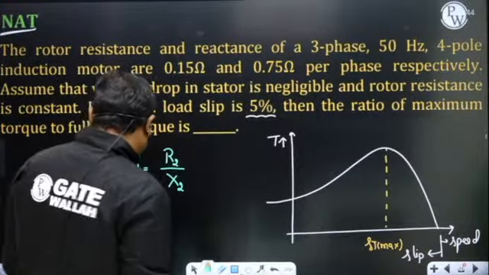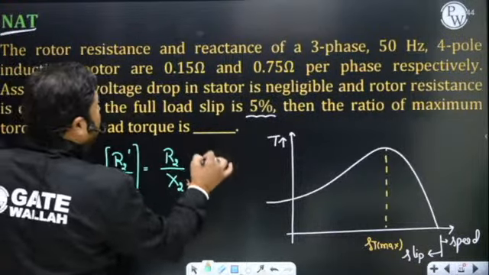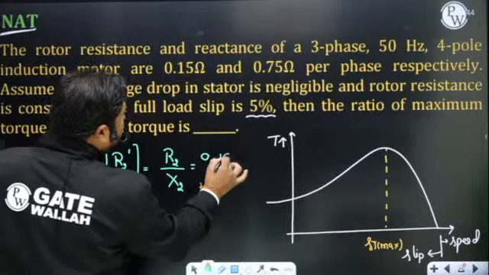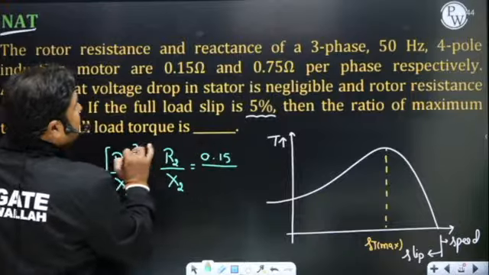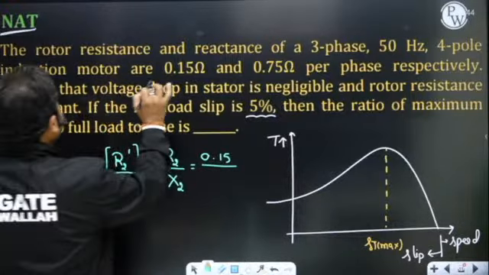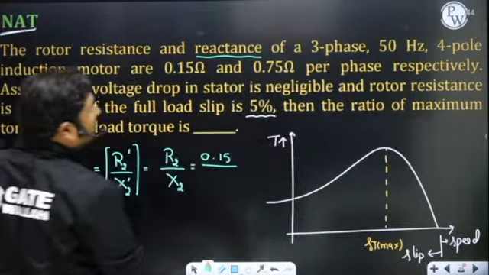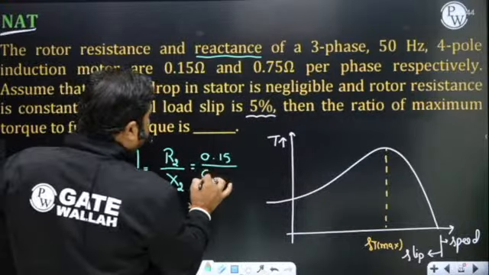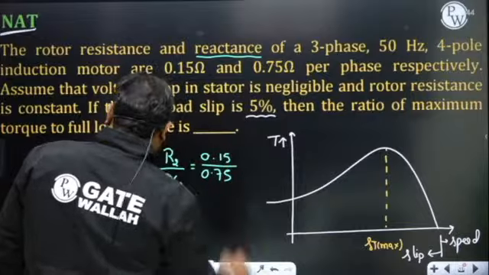Yes, sir. So from here we have R2 dash. What is the value of the rotor resistance? 0.15 ohm. And what is the standstill reactance of the 3-phase induction motor? Sir, standstill is given to you as 0.75. So now we know about this.